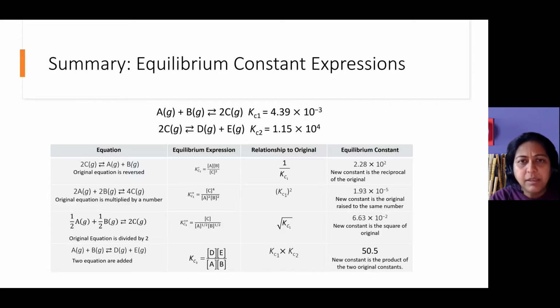Here is the summary of the manipulation of the equilibrium constant expressions. Please take a look. If the amounts were halved, the equilibrium constant will be equal to the square root of the original one.